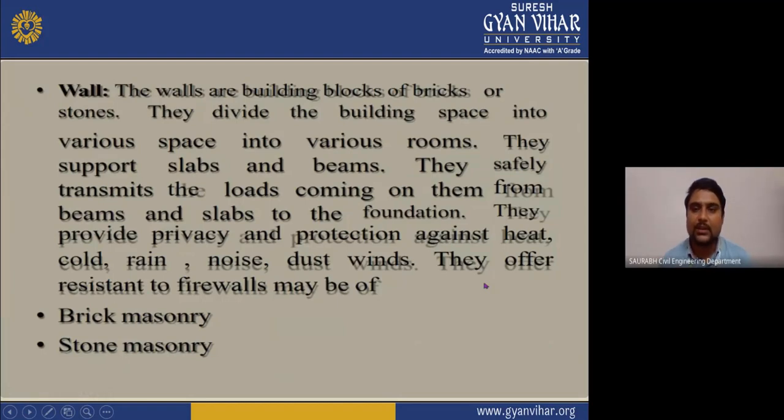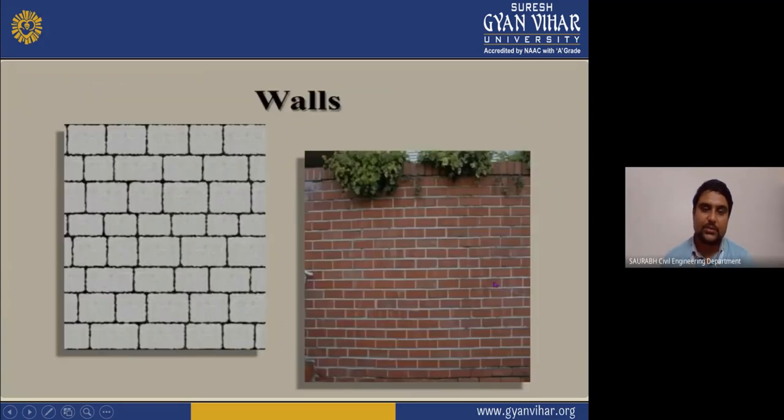The walls of the building, of bricks or stone, divide the building space into various rooms. They support slab and beam. They safely transmit the load coming from the beam and slab to the foundation. They provide privacy and protection against heat, cold, rain, noise, dust, and wind. They offer resistance to fire, and may be brick masonry and stone masonry. So this is the image of a wall, as you can see.